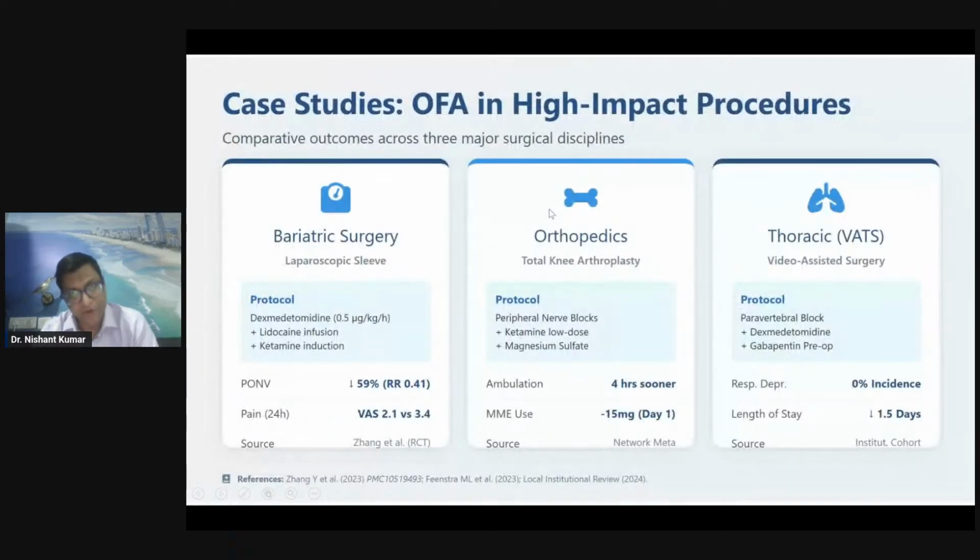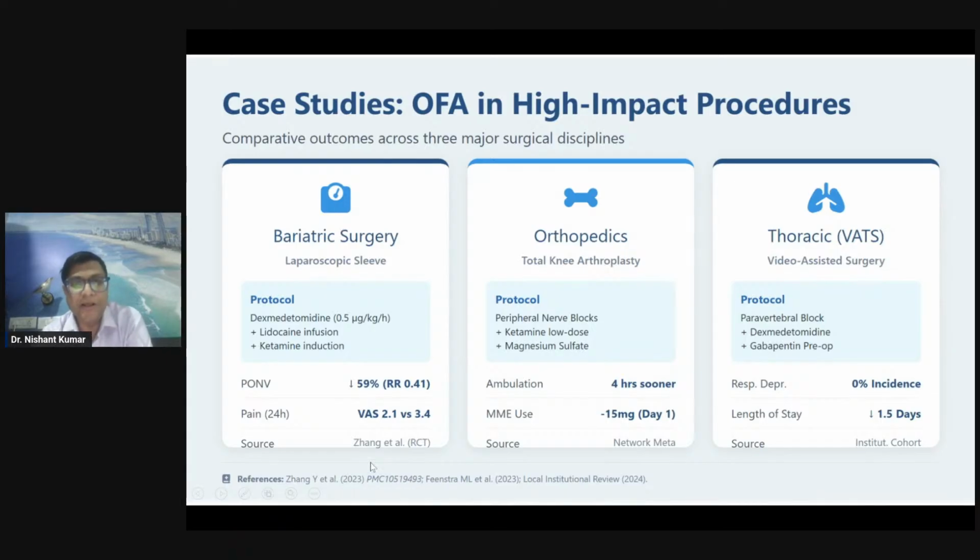Now, where to use this regimen? In bariatric surgeries where opioids might have a really high impact. Why? We don't want the patient to vomit. Why? Because they have cut the stomach, so retching and all will have an effect on the surgery. Then VAS, if you see here, 24-hour pain score was much lower than the opioid based, although it was less than 4, but then much less with your opioid free technique.